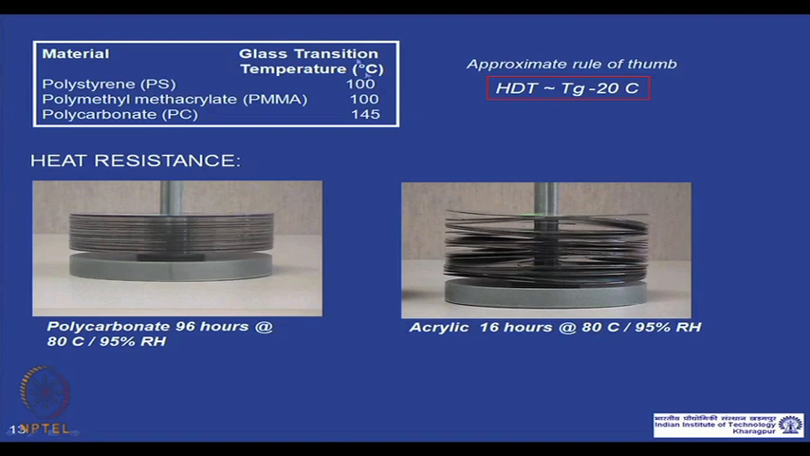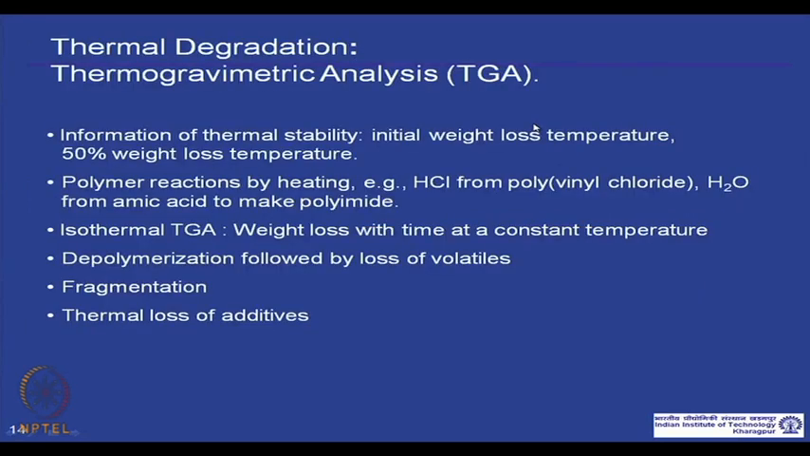So, this is what it signifies. If you want to make a disc which will be used for an application at higher temperature, you must know the HDT of that particular material. And HDT is typically, as a general rule of thumb, about TG minus 20 degree centigrade. So, TG is not sufficient. From a practical point of view, you must know the softening temperature.